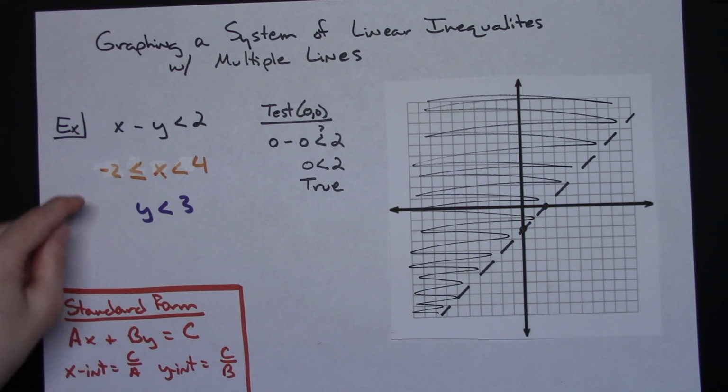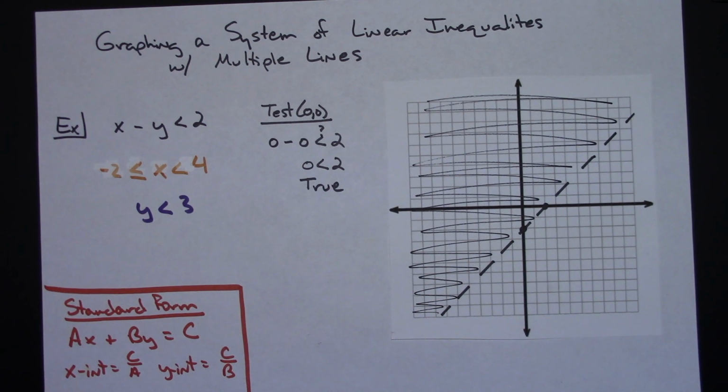Now let's take a look at the middle inequality. It's not really in slope-intercept form. It's not in standard form. It's kind of written as a compound inequality.